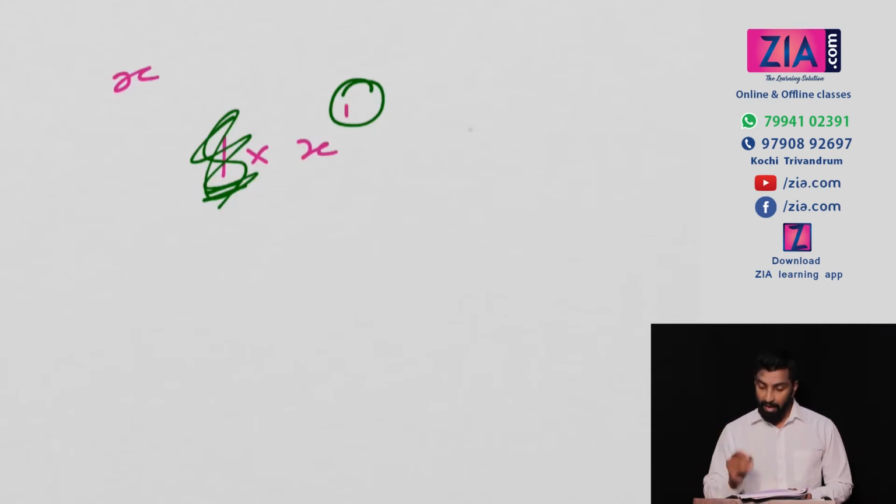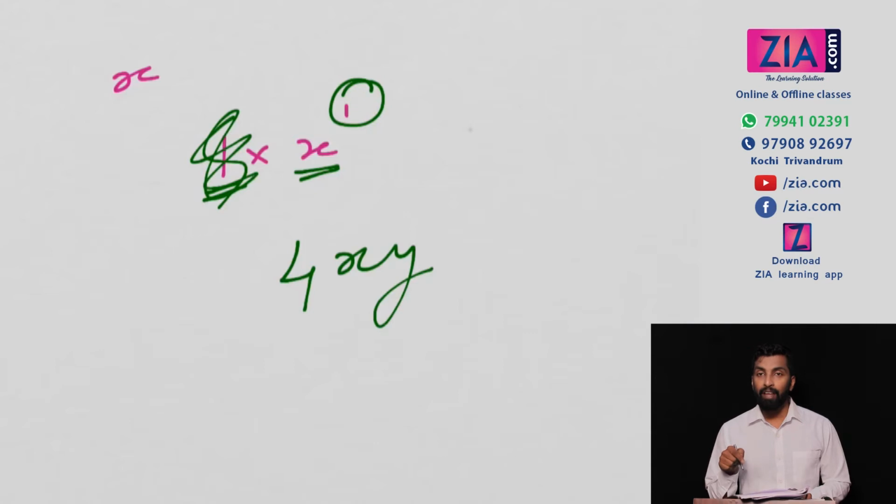Why are we saying one variable? Because there is only one variable, that is x. Now if I say 4xy, can it be a one variable polynomial? No, here two variables are there. So I hope you understood what you mean by one variable and two variables.